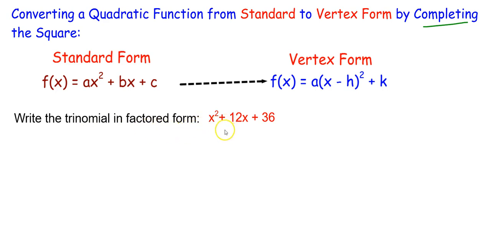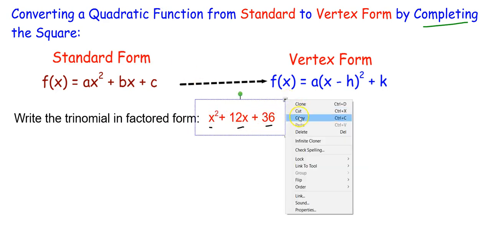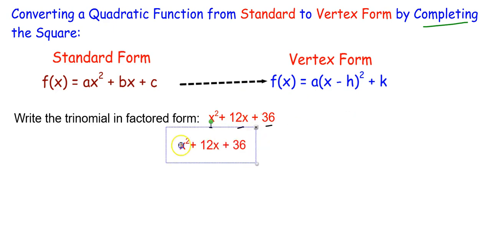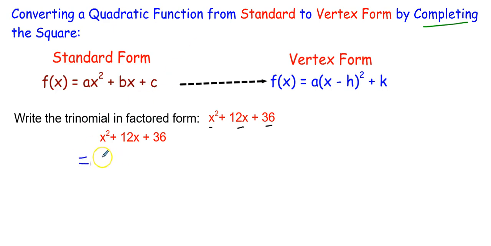We call this a trinomial because we have three terms. The first term is x squared, second 12x, plus 36. Because of three terms, it is a trinomial. Now we are changing that into factored form. Okay, so given x squared plus 12x plus 36, how do you write it in factored form?